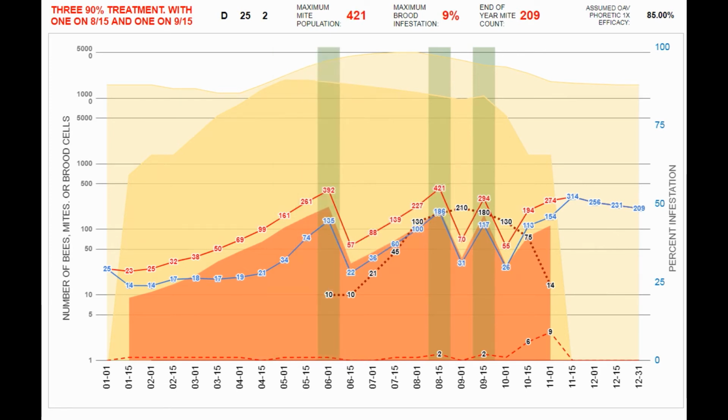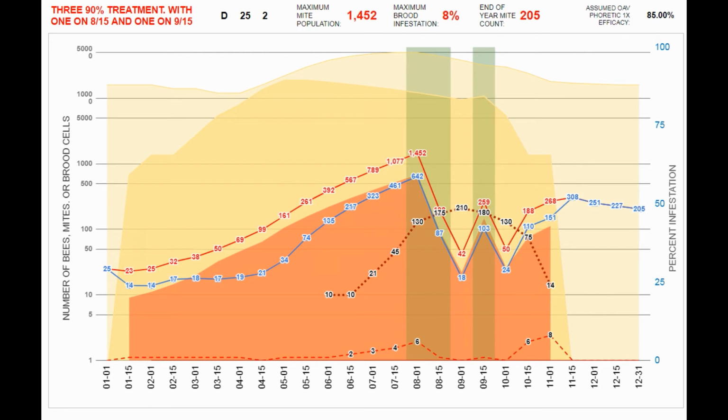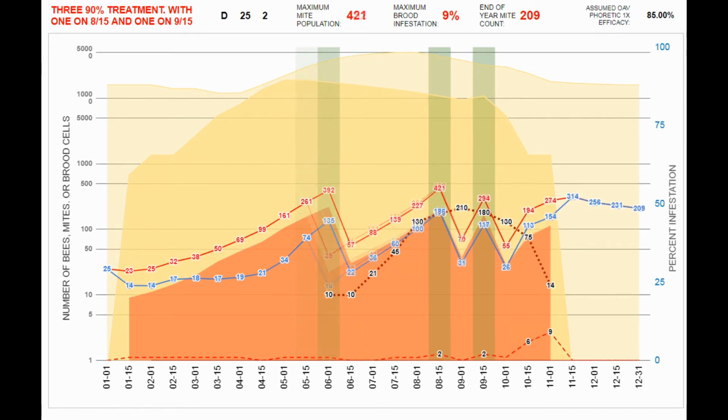So I would argue that being at 9% there in 421 mites versus, say, 8% there and 1,400 mites, this is a significantly better time if we wanted to add a third treatment. So with that mode of investigating here, with 3 treatments, this is the front runner, I think. A treatment in the early part of June, a treatment in mid-August, and a treatment in mid-September brings our numbers pretty low.